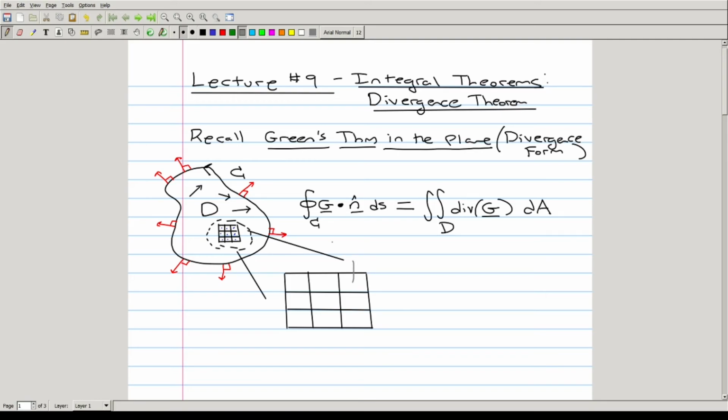So in our Riemann sum approximation, we can visualize this as: at every point we have some degree or some measure of divergence diverging away from each one of these points.